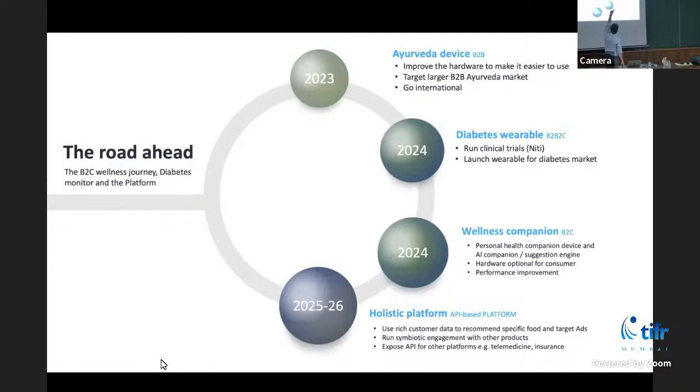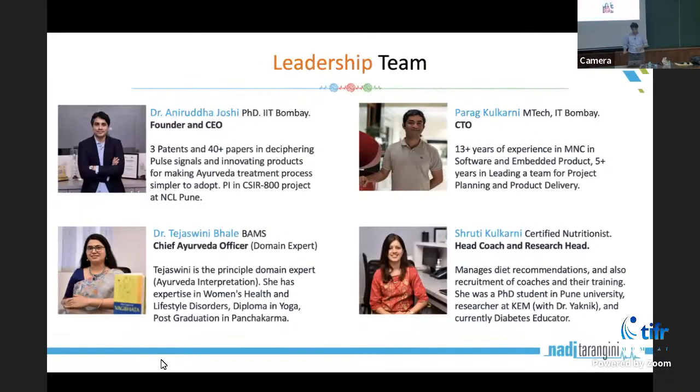Currently, we are a device. Next year, we are going to be a wearable, specifically a diabetes wearable, specifically a wellness wearable. We are taking care of stamina, anxiety, stress, flexibility, and so on. And eventually, we want to call ourselves a data platform, where we are already talking to Tata AIG, so that the insurance premium, which currently considers ECG, MRI and so on, can also consider the Ayurveda way of assessing the person to define the premium.